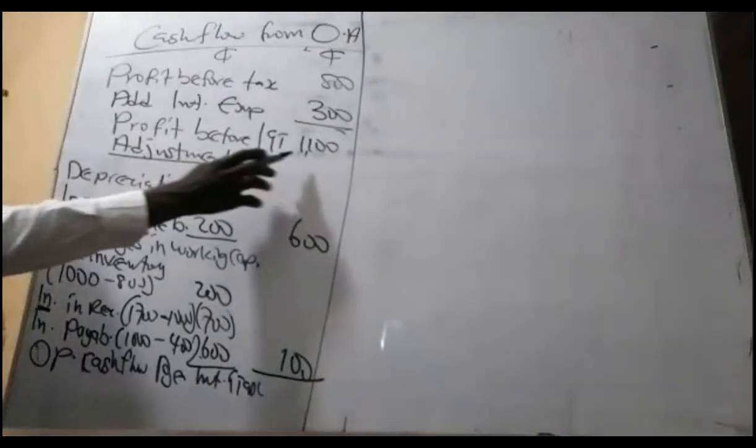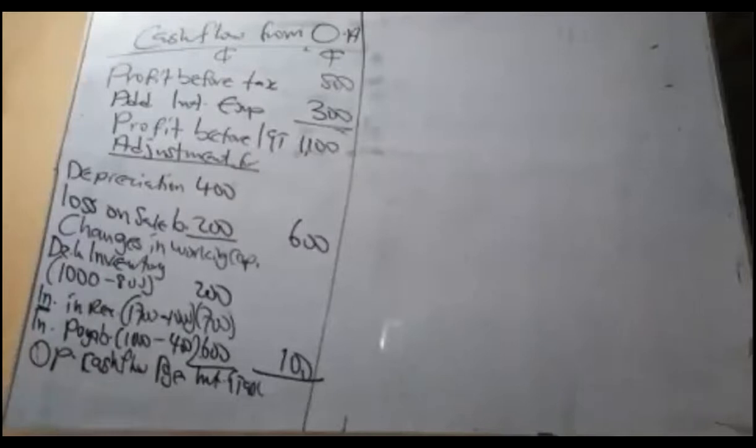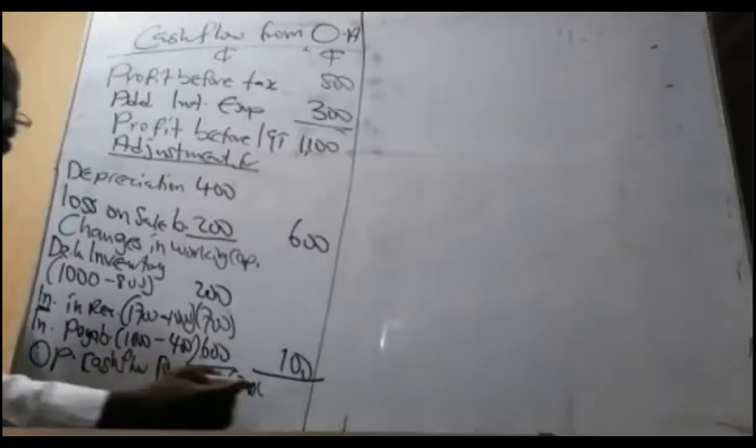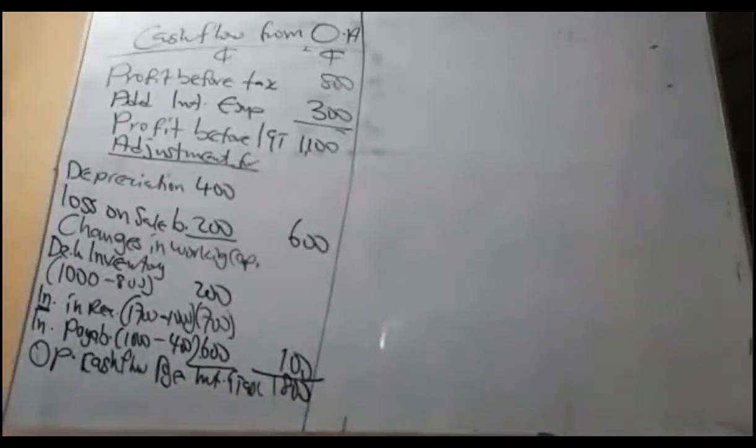So 1,100 plus 600, 1,007 plus 100, 1,008. So this one gives us 1,800. Great. So that's the operating cash flow before what? Interest and what? Tax. Now let's move on with the game. We are moving on. So if this cash flow is before interest and tax, what's the next item? That was interest paid and tax paid, the last line item.